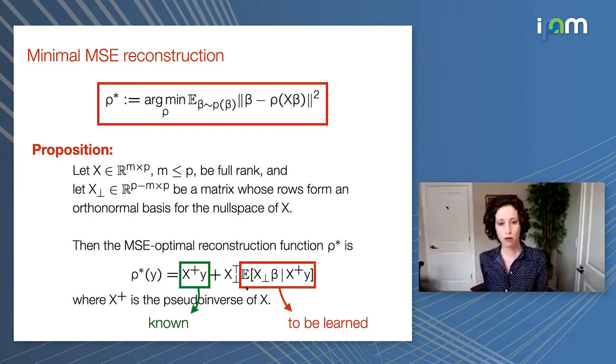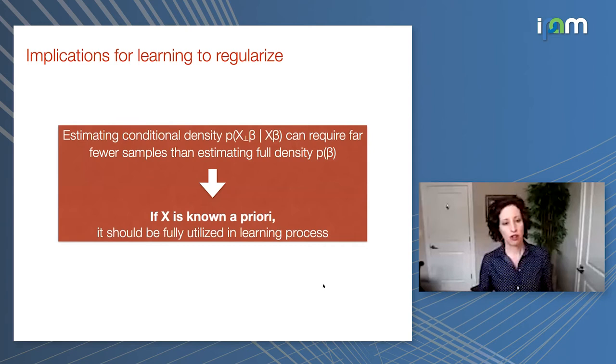In the context of the in-painting example, this corresponds to essentially the distribution of the pixels that are missing given the pixels that are observed. Okay, so even from this perspective, which is a little less hand-wavy than the previous slide, we see that this conditional density plays an essential role in getting good performance in reconstruction. And I think what we can conclude from this is that in general, we want to focus on estimating this conditional density. But that conditional density is a function of our forward model X. So if X is known a priori, then we should be using it from the get-go during our learning process. And we should not be trying to decouple the learning from the solving of the inverse problem.